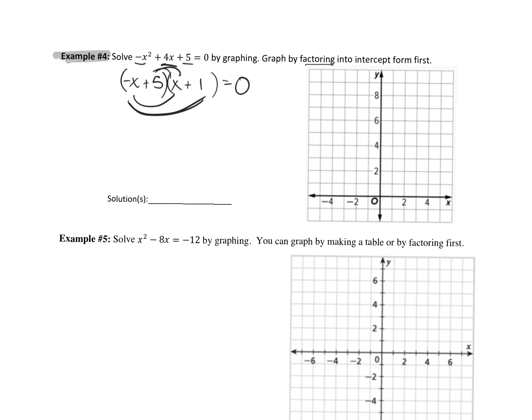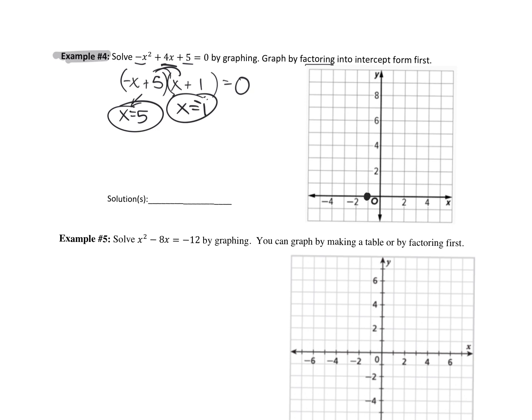If I have that, I should be able to find my two x-intercepts pretty clearly. I have to think, what could I put in here that makes it equal 0? Well, a negative 1 would make that part equal 0, and a 5 would make that, because it says negative x. So I think my two x-intercepts are 5 and negative 1.